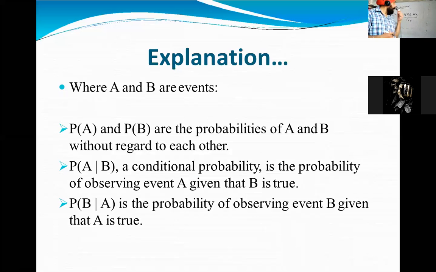Here A and B are the events. P(A) and P(B) are the probabilities of A and B without regard to each other, which means they are independent events, unconditional. P(A|B) is the conditional probability, the probability of observing event A given that B has already occurred or is true. P(B|A) is the inverse of that.